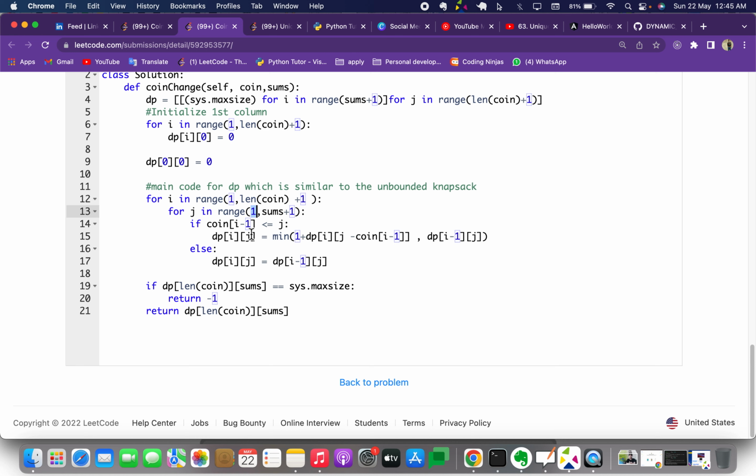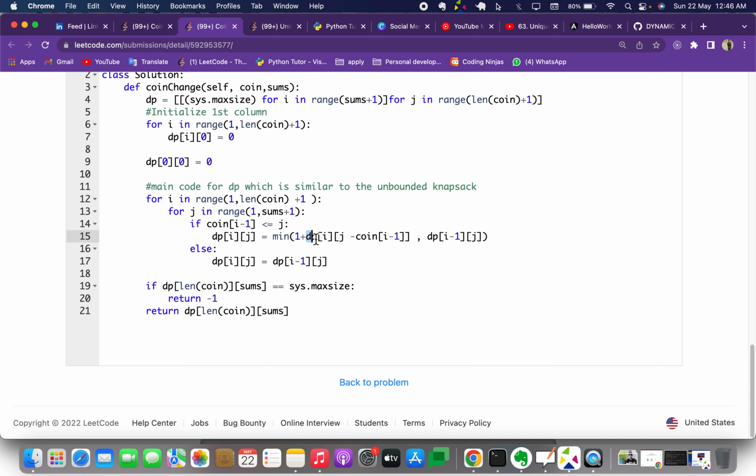This is the happy case. If my coin value is less than or equal to my amount, it means we can simply consider that denomination, which is 1, plus whatever denominations are required for the remaining amount. Let's suppose we have 11 as an amount, and the denomination is 2. So when we do 11 minus 2, it is 9. In that case, whatever denominations are required for amount 9, we will add this.